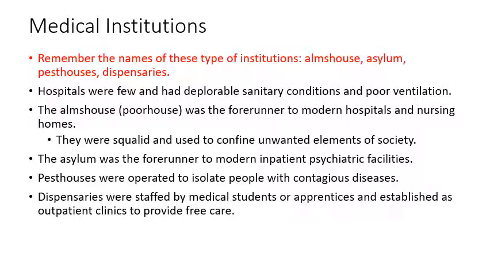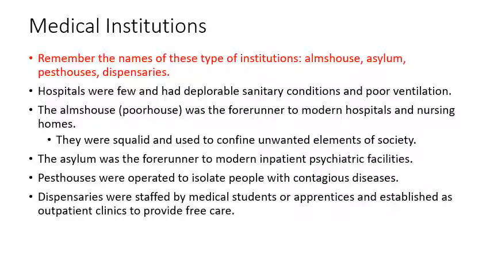Medical institutions. Remember the names of these types of institutions because they're going to come up in your exam. Almshouse, asylum, pest houses, and dispensaries. Hospitals were few and had deplorable sanitary conditions and poor ventilation. The almshouse, also known as the poorhouse, was the forerunner to modern hospitals and nursing homes. So forerunners, they're almost like first place.